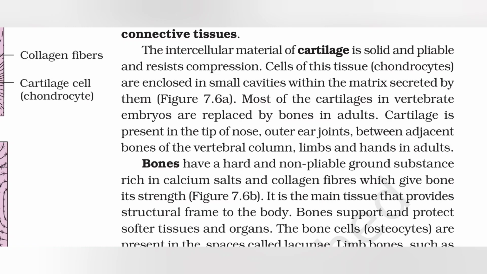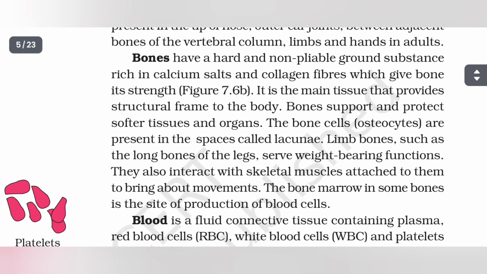Bones have a hard and non-pliable ground substance rich in calcium salts and collagen fibers which give bone its strength. It is the main tissue that provides structural frame to the body. Bones support and protect softer tissues and organs. The bone cells, osteocytes, are present in the spaces called lacunae.